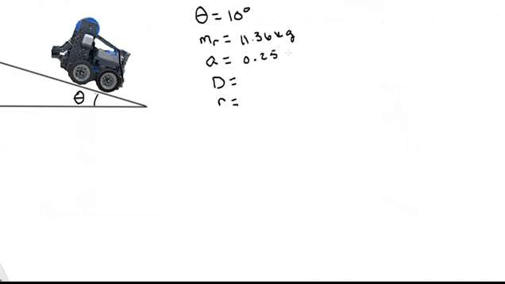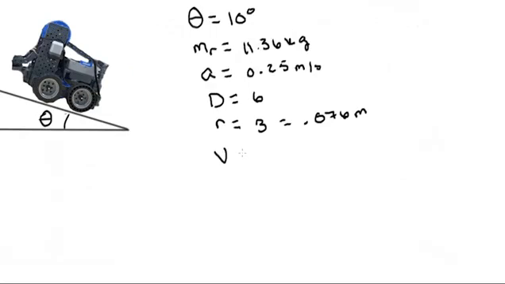It is also previously noted that the robot can reach a maximum speed of 1 foot per second in 2 seconds by accelerating 0.25 meters per second squared. The diameter of each wheel is 6 inches, meaning the radius is 3 inches or 0.0762 meters each. The robot will start from rest, and from there it will accelerate up the incline at full speed.